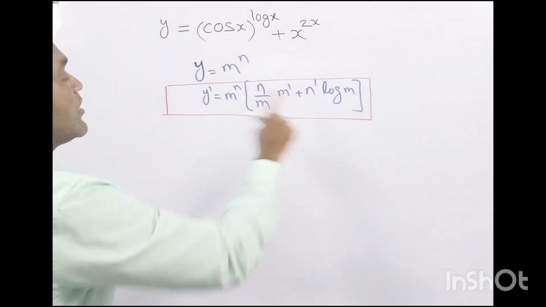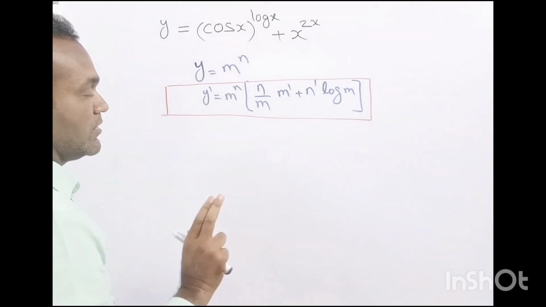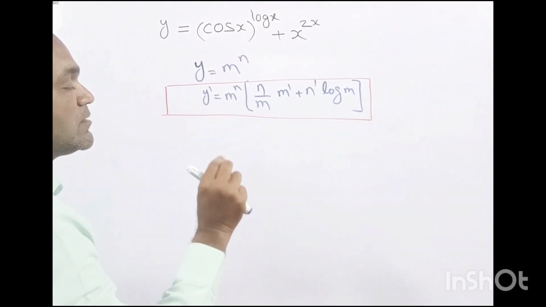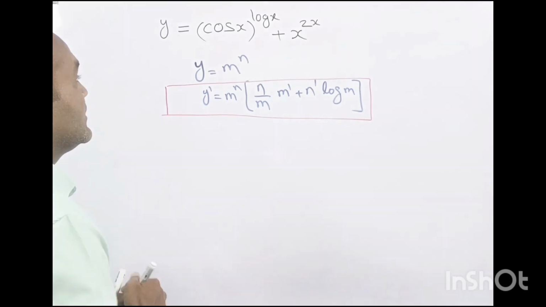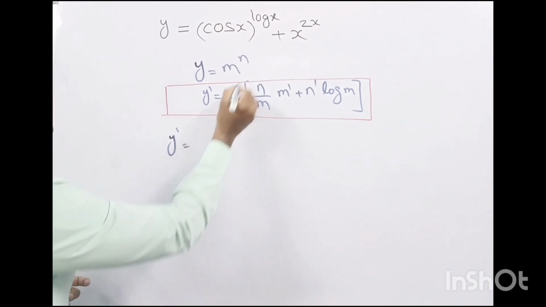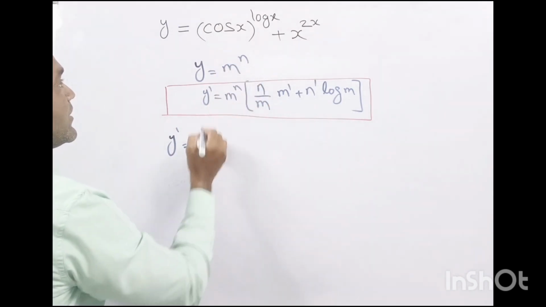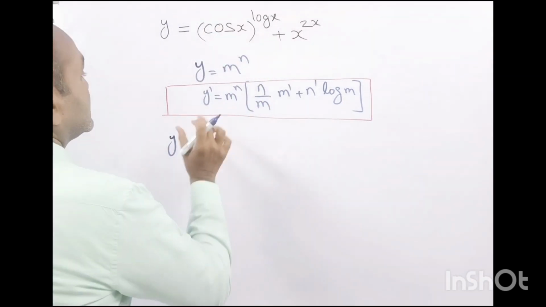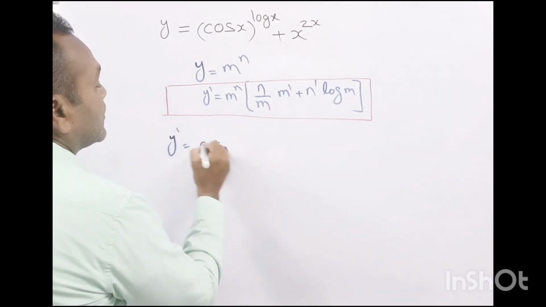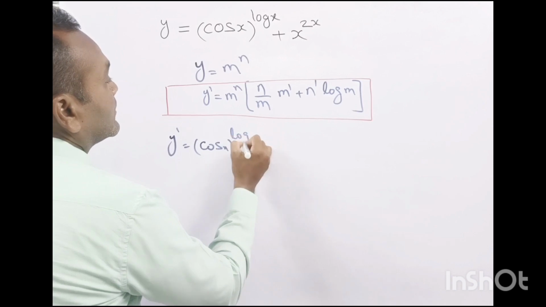By using this formula we can solve any function within a few seconds, maximum of 3 to 5 seconds. So let us see how to solve. Y dash equals the same function we will write here. Let us start now. Same function m power n means cos x whole power log x.